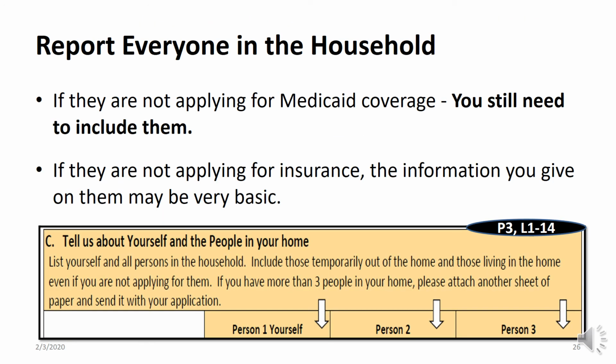Back to page 3 of the application, lines 1 through 14. If you're going to report everyone in the household, if they are not applying for medical coverage, you still need to include them if they're living in your household. If they are not applying for insurance, again, the information you give on them would be very basic.